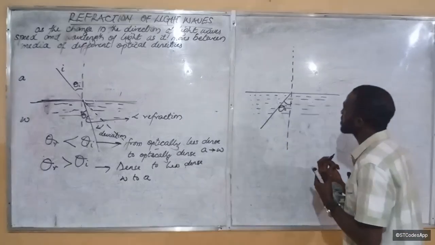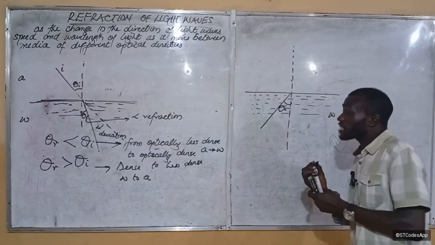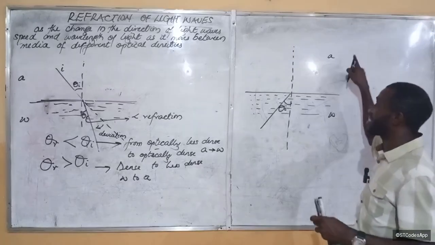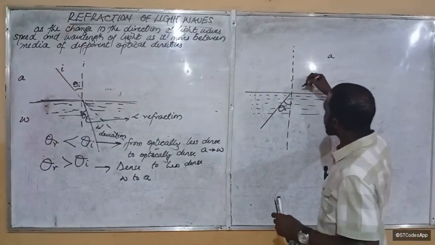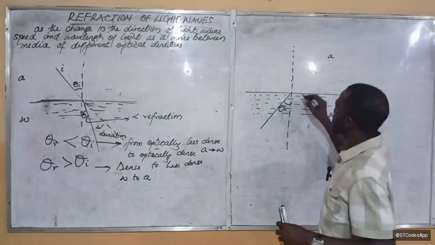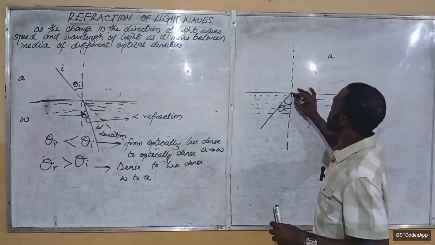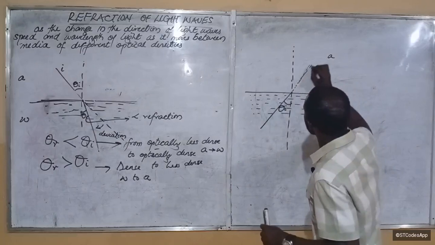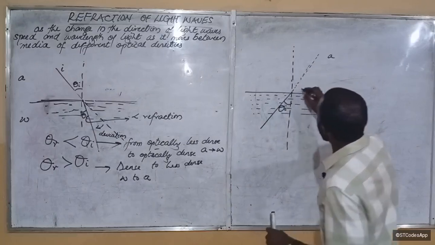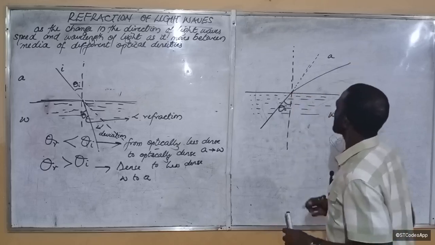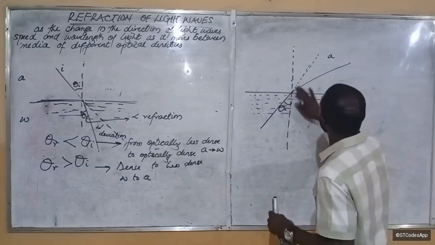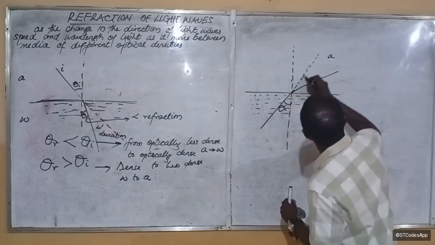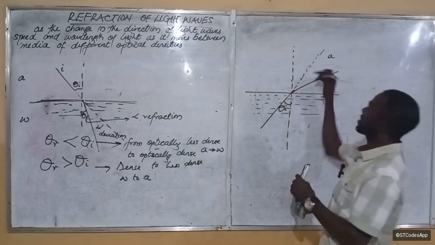Now what will happen is this: because water is optically denser than air, the light is going from dense to less dense. By the time it crosses this interface, it is going to deviate. This is the original path or direction that it was going. Do you notice now that it deviated? Let me show you well. It deviated a little.